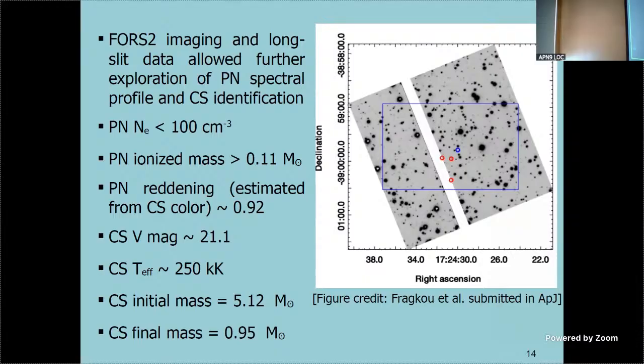Here you can see the visual image from FORS2. The blue rectangle indicates the position and shape of the planetary nebula, and the circled stars are the blue stars in the field. The one circled in blue is again the blue star in the field, so it's the identified central star.